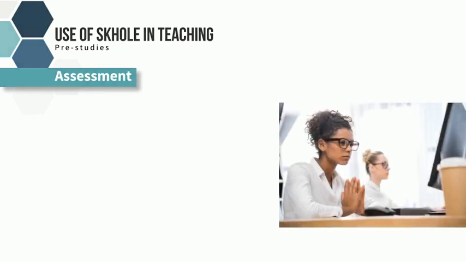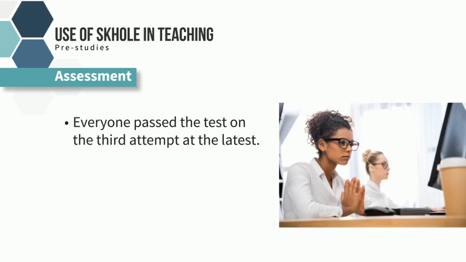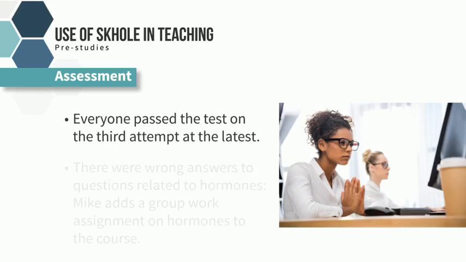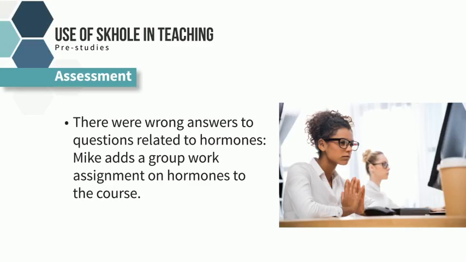Assessment. Students take the initial test using the textbook and become familiar with the book at the same time. However, 25% of students fail the initial test. Mike allows 2 retakes, and everyone passes. He notices that students have often given wrong answers to questions about hormones. Therefore, he adds 1 group work assignment on hormones to the course plan. Otherwise the course is held as planned.